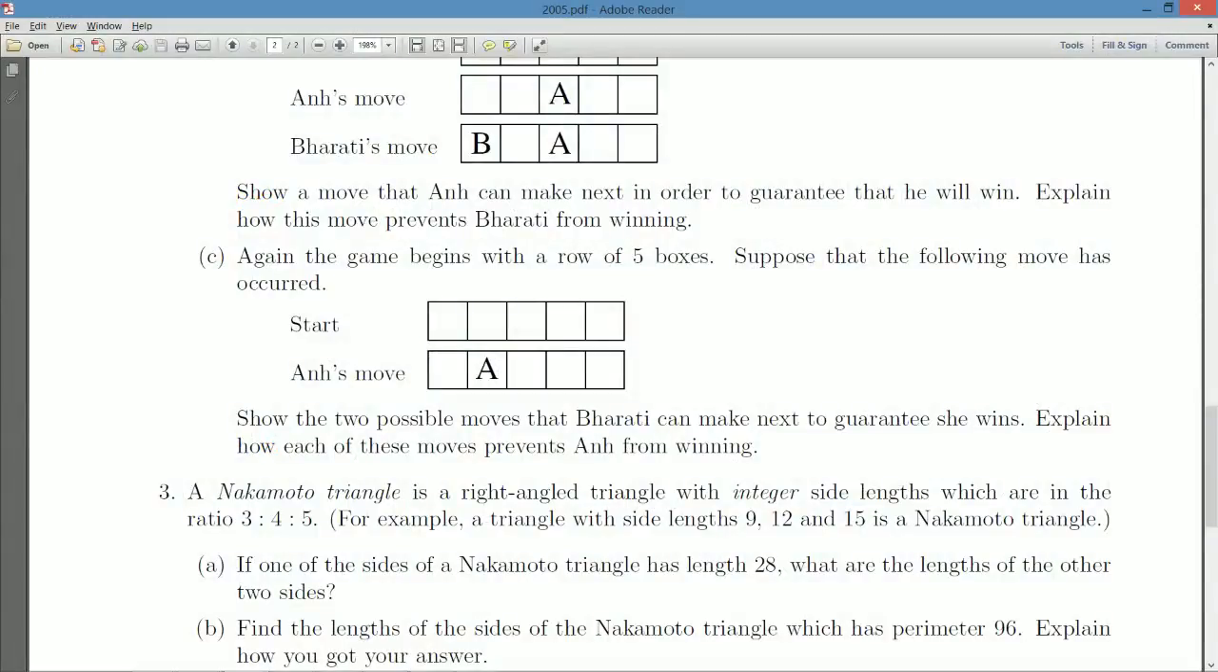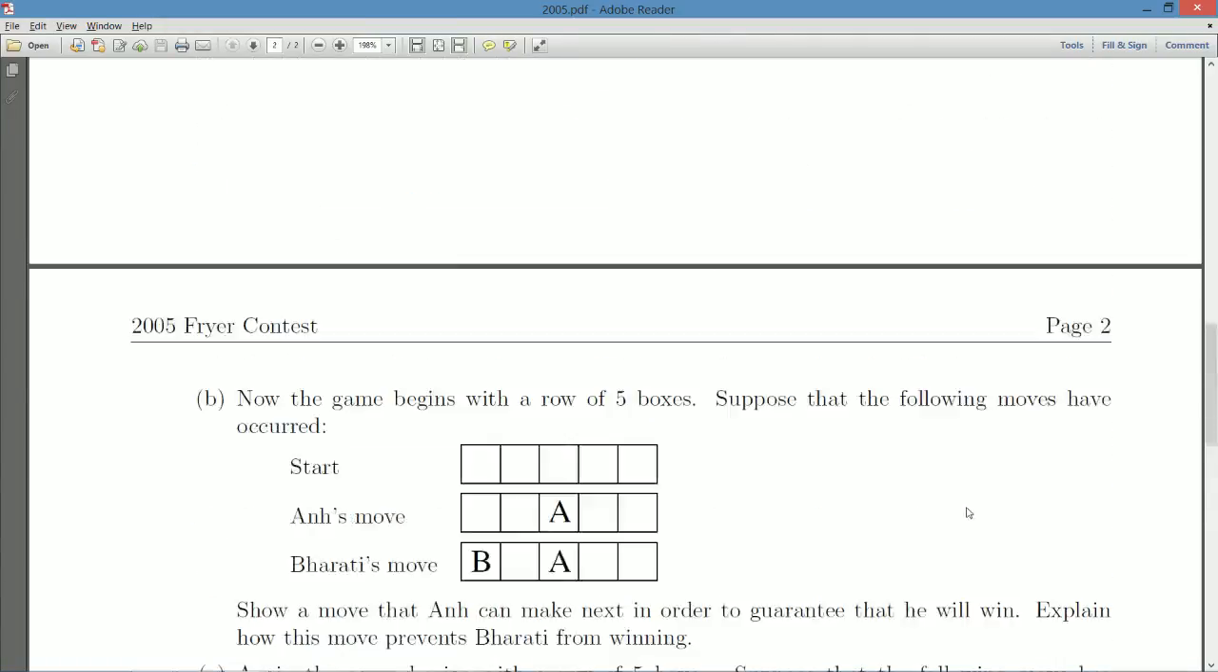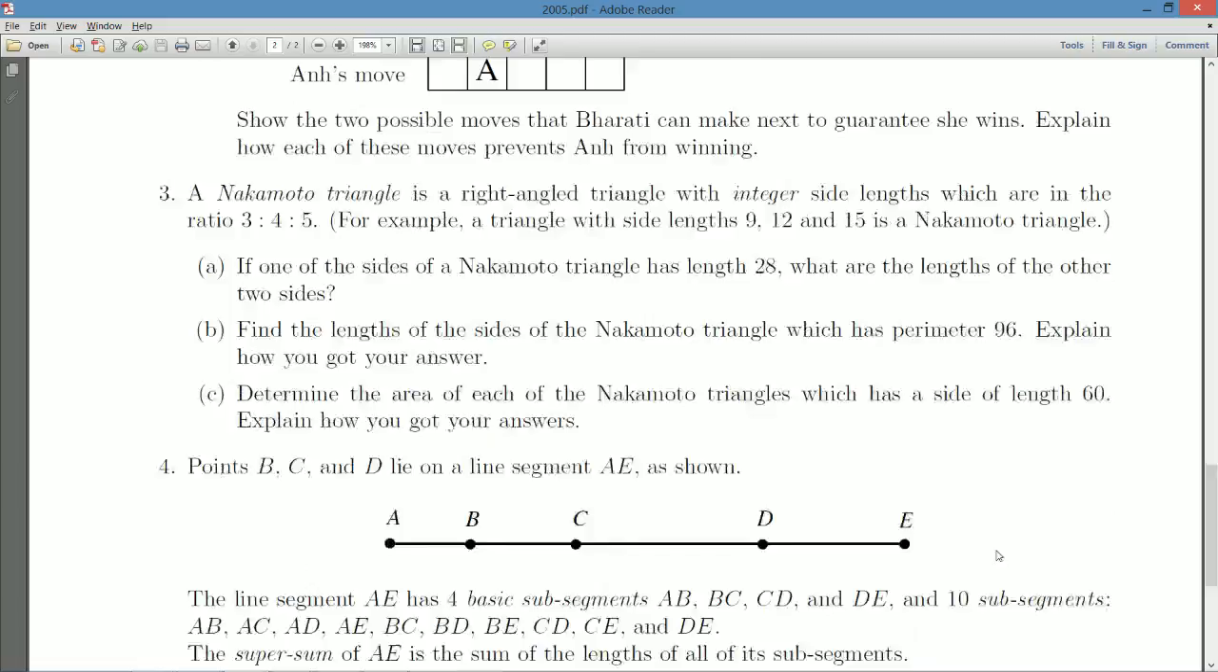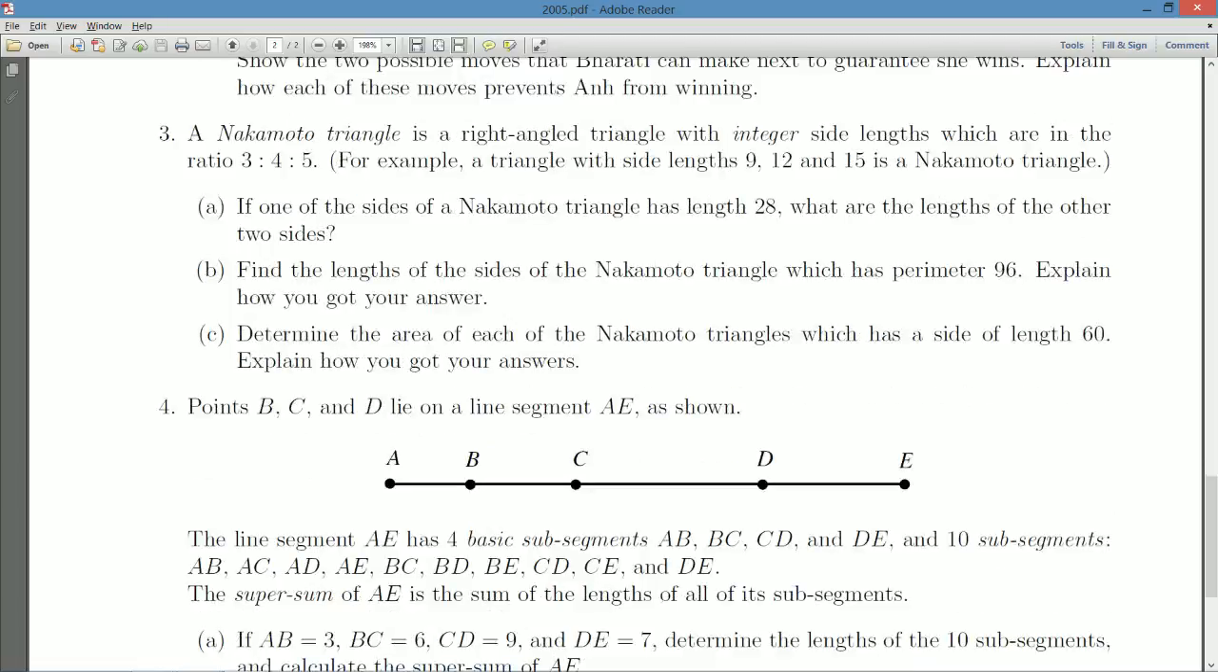I wonder, as I mentioned before, what would happen if we were to generalize this. Is there a particular strategy On always has? Is taking the middle spot always the best? I have no idea. But it's an interesting little game.